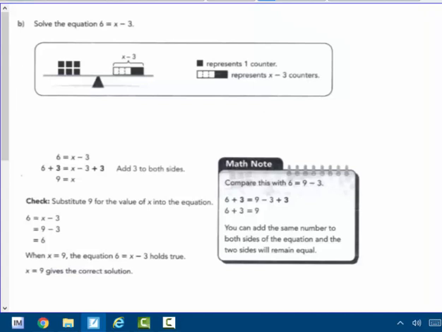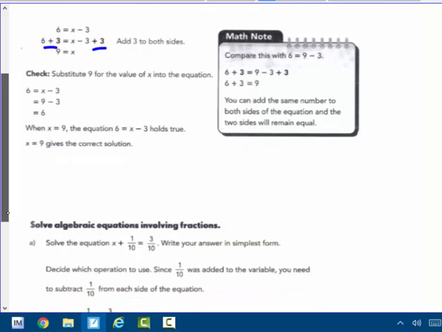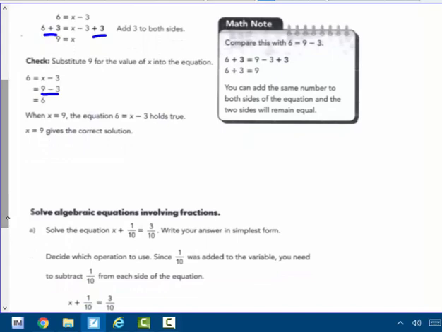So solve the equation 6 is equal to x minus 3. 6 equals what minus 3? I say what, meaning the x is what? I don't know. What minus 3? So if I add 3 to both sides, because it's a subtract equation, add 3 to both sides, I get that 9 is equal to that x. And I can check it by putting 9 back in for the x value. Yes, 9 take away 3 is 6. When x is 9, the equation 6 equals x minus 3 holds true. So x equals 9 gives you the correct solution.